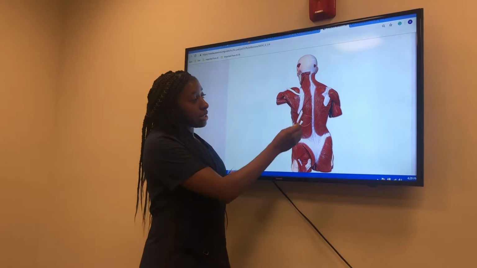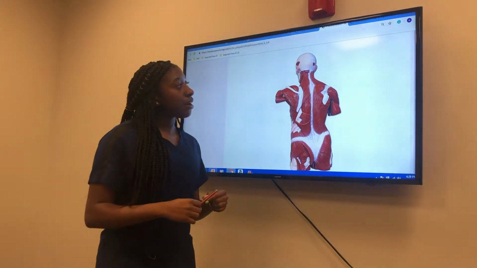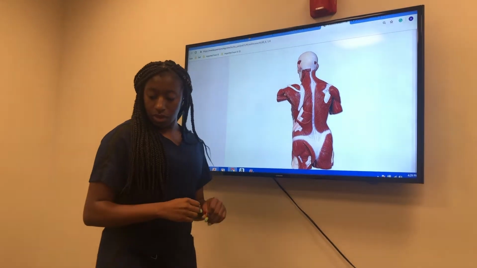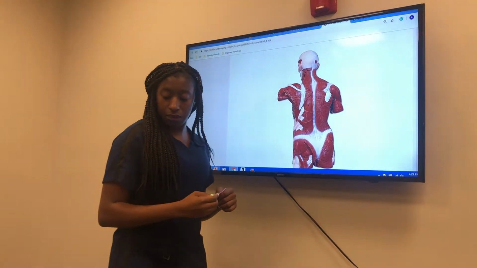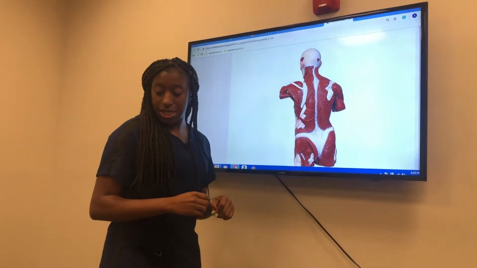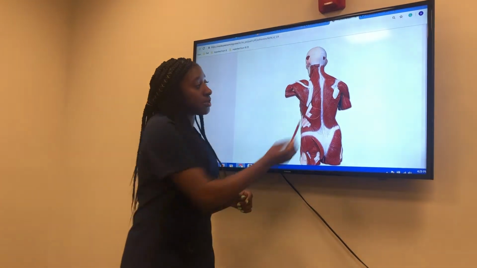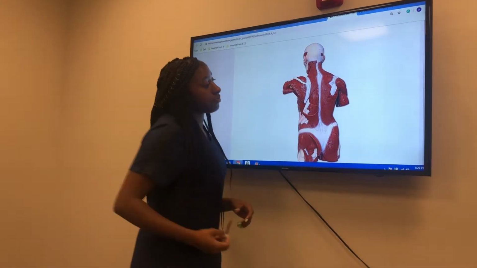This muscle here is called the longissimus. The origin is the transverse process of the lumbar. The insertion is the spine of the upper thoracic and cervical vertebrae. The action, it extends the vertebral column, and then the nerve are the spinal nerves, which all run through here.